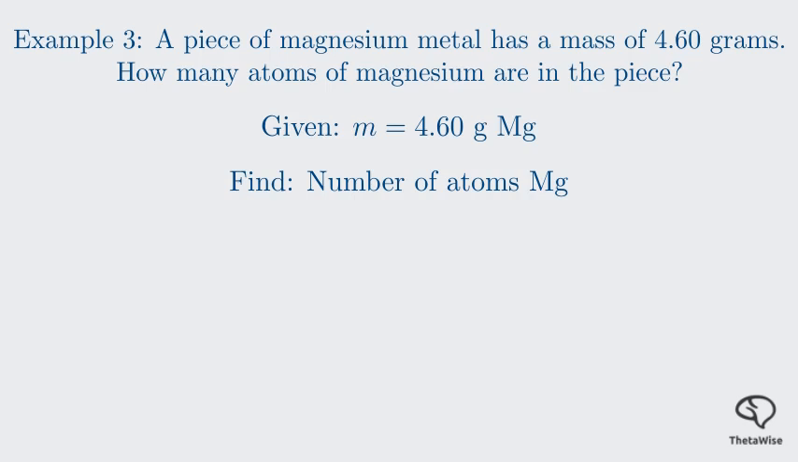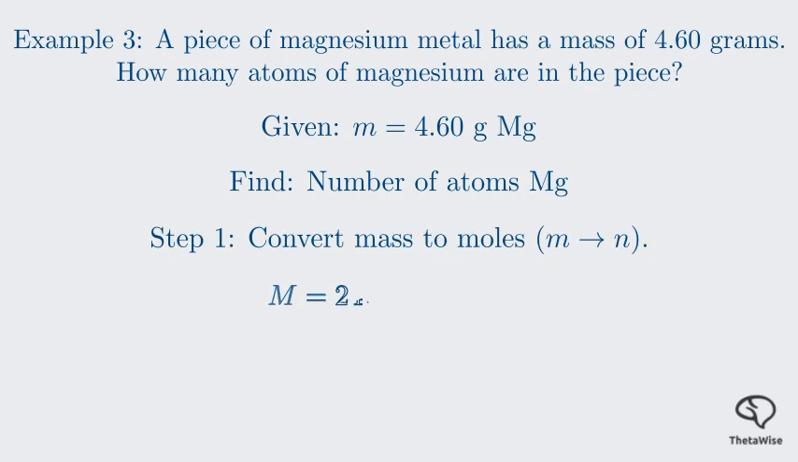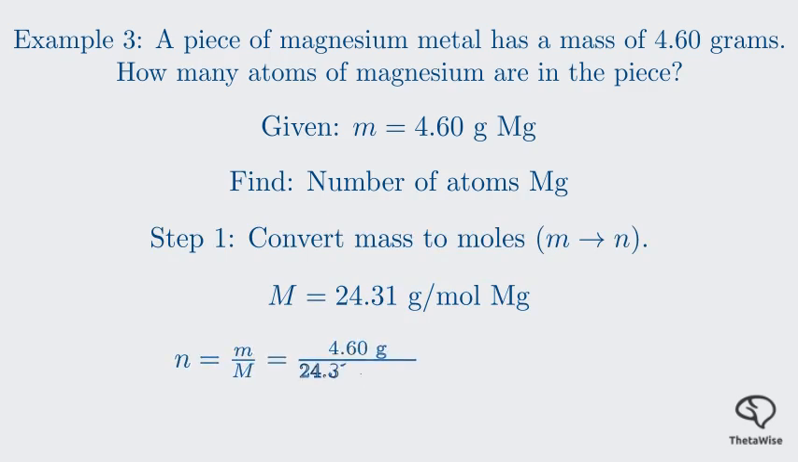So, our first step is to convert the mass to moles. From the periodic table, the molar mass of magnesium is 24.31 grams per mole. Using the mole equation, moles equals 4.60 divided by 24.31, which is 0.189 moles of magnesium. Now that we have moles, we can use Avogadro's number to find the number of atoms. Remember, Avogadro's number converts moles to particles.